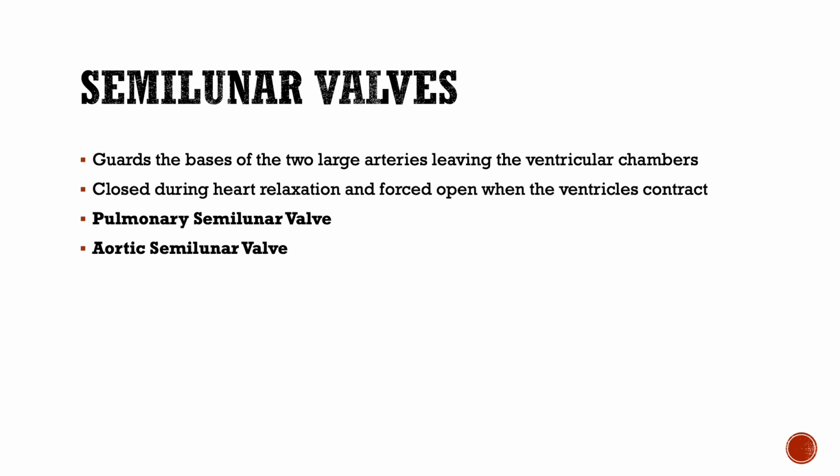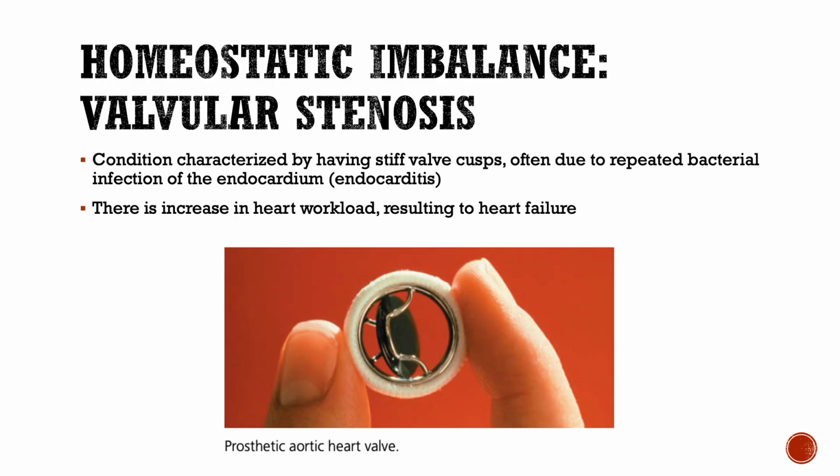For the homeostatic imbalance relating to heart valves, we have valvular stenosis. In valvular stenosis, the valve cusps become stiff, often because of repeated bacterial infection of the endocardium. This forces the heart to contract more vigorously than normal to create enough pressure to drive blood through the narrowed valve. In each case, the heart's workload increases and ultimately the heart weakens and may fail.